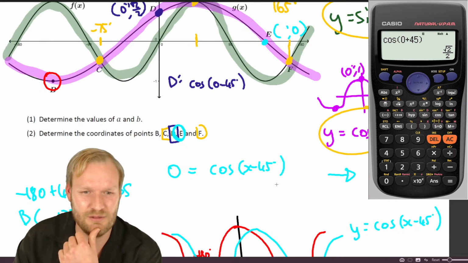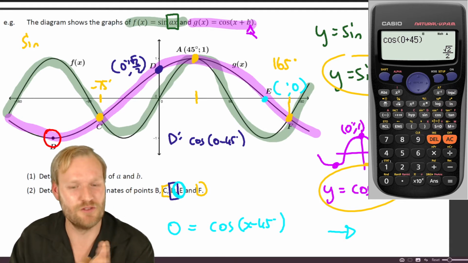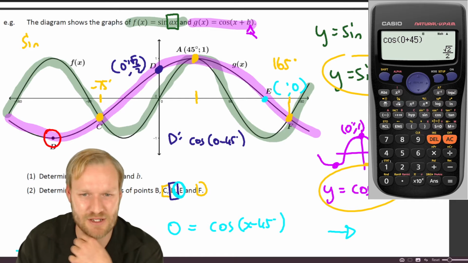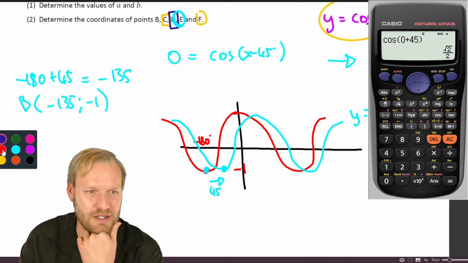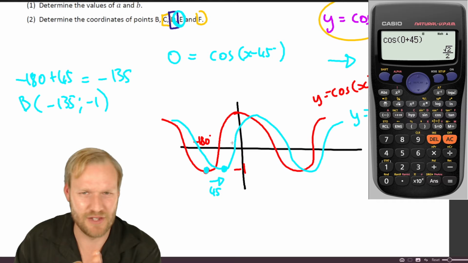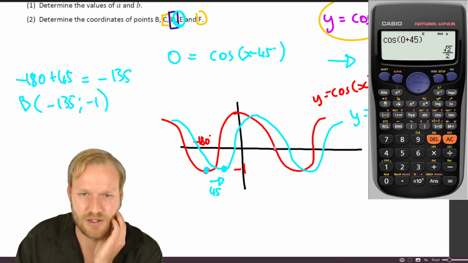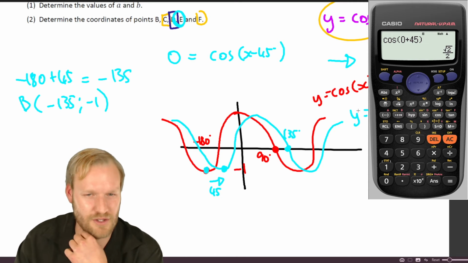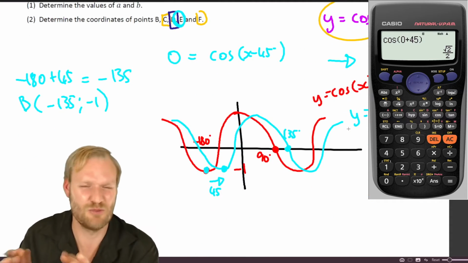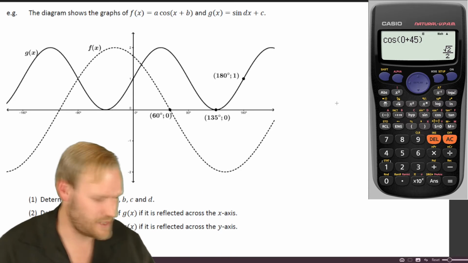For point E, remember we said that we know that the y value is 0. We know that everything's moved right by 45, so we're going to do the same idea we did before, where if we're looking at our y equals cos x graph and everything's moved right by 45, so this intercept over here would have been at 90, so therefore everything's moved right by 45, so this should be at 135. So that's how we could find that one, because it just moved right by 45. So that's for that.